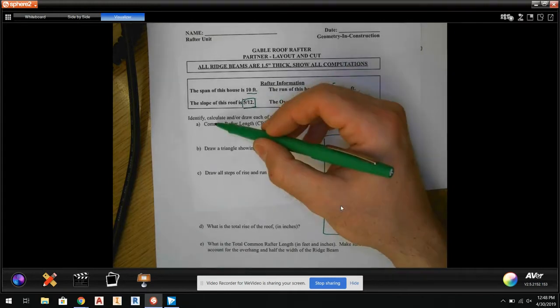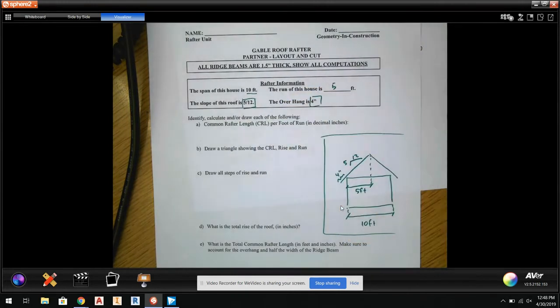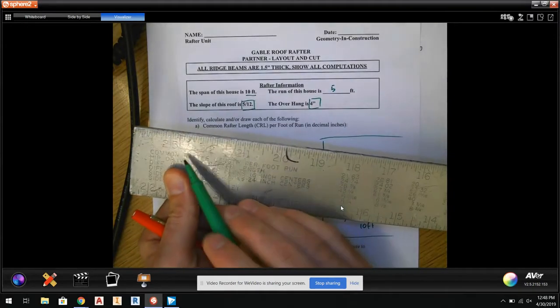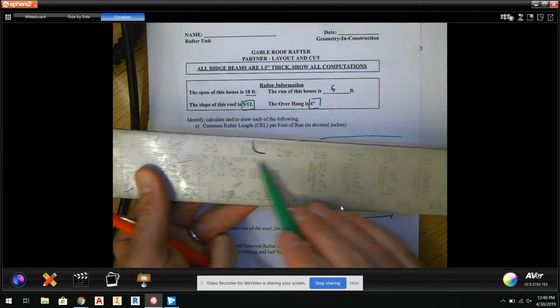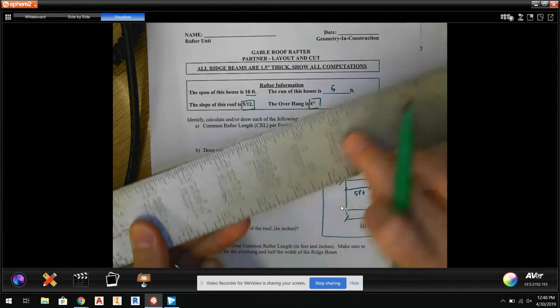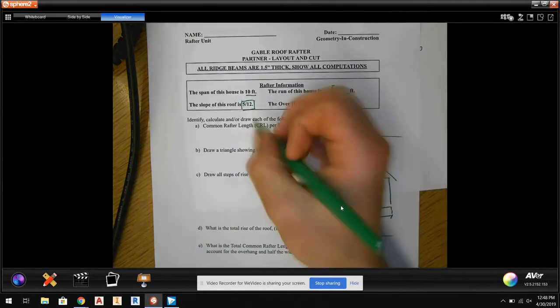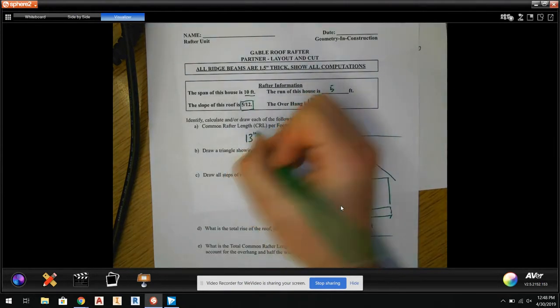For the first question, the common rafter length per foot of run, that's taken right off of a framing square. If you look at the first line on the blade, the common rafter length per foot of run, you go down to where you see the 5-inch mark, because it's a 5/12, and the first number you see is 13. So we have 13 inches.